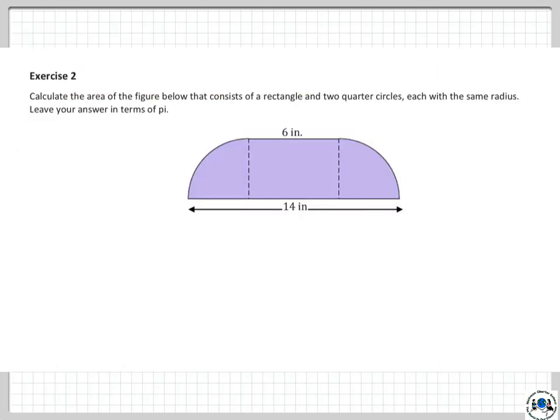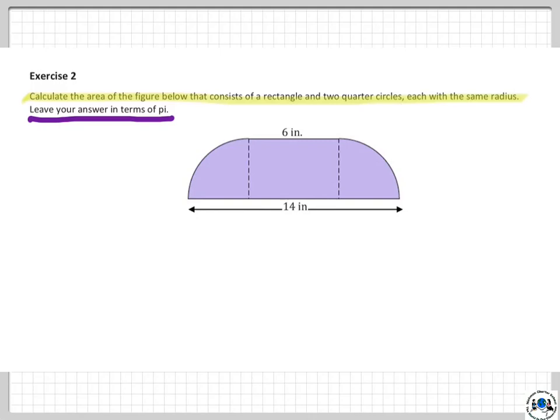All right, so here's our next one. The next one looks really fancy, but all we need to do here is calculate the area of the figure below that consists of a rectangle and 2 quarter circles, each with the same radius. Now that confused me at first, because I was like, each with the same radius. Does that mean the rectangle too? It should have said both with the same radius. But anyway, here's what I mean.